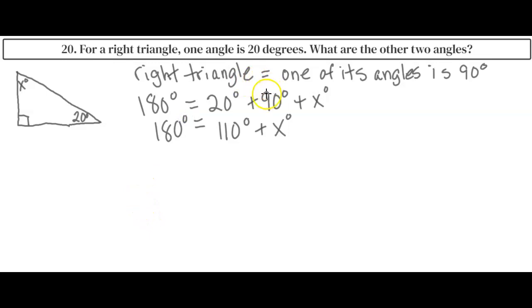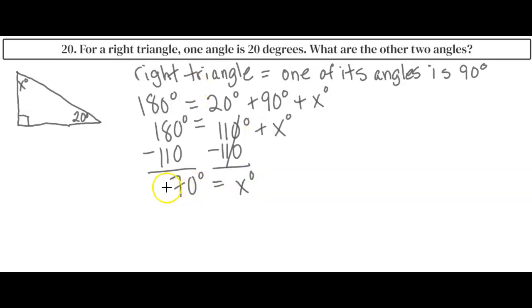Now we have to solve for x. How do we do so? What's connected to the 110? Or how are the 110 and the x connected? By adding. What's the opposite of adding? Subtracting. Whatever I do on one side, I do to the other. So 180 minus 110 is 70 degrees, which is x degrees.